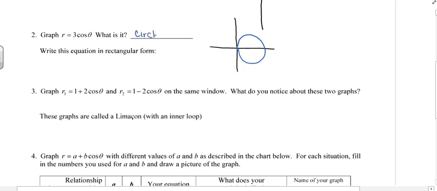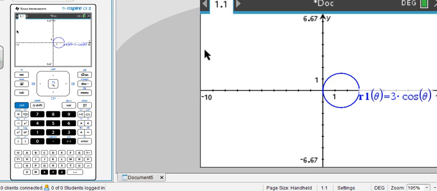So a circle, not only is it a circle, its diameter is 3. And again, we're going to worry about converting that to rectangular form later on this week. Number 3 is asking us to graph a couple of equations. I think I'm going to graph them one at a time so I can draw them one at a time, because these equations end up being kind of busy with a lot going on.